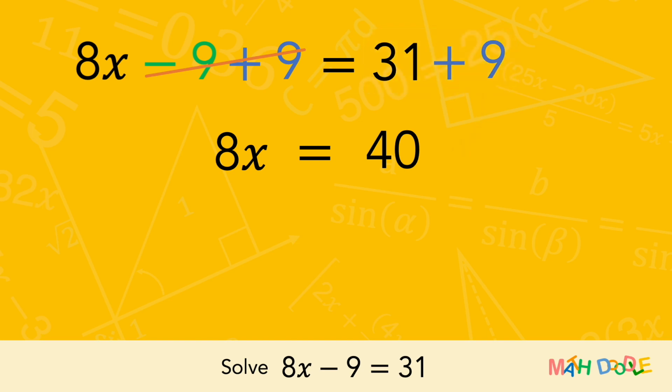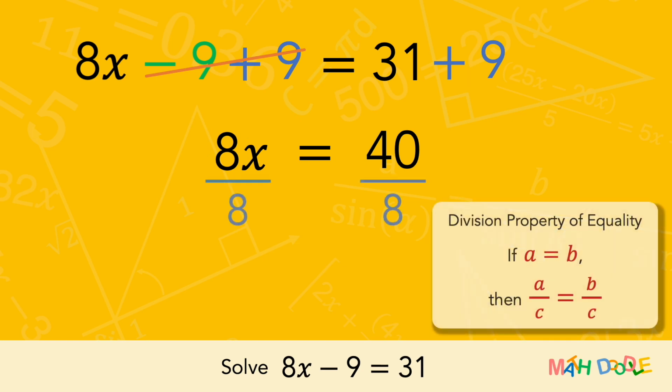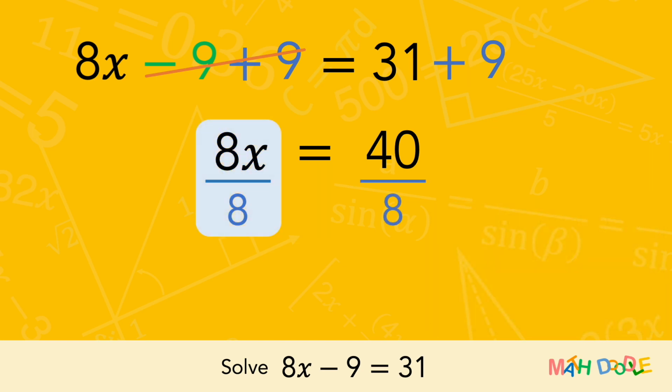Now, to solve the equation, we are going to eliminate 8 in front of x. To do this, let's divide both sides of the equation by 8. After dividing them by 8, the left side of the equation is simplified to x.